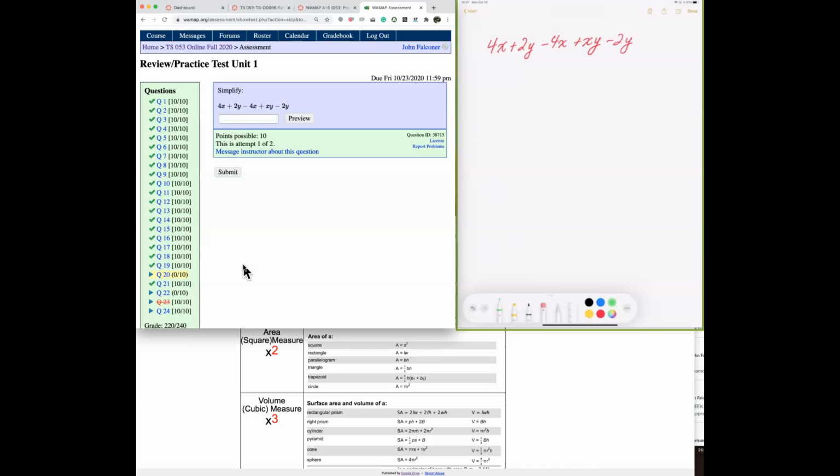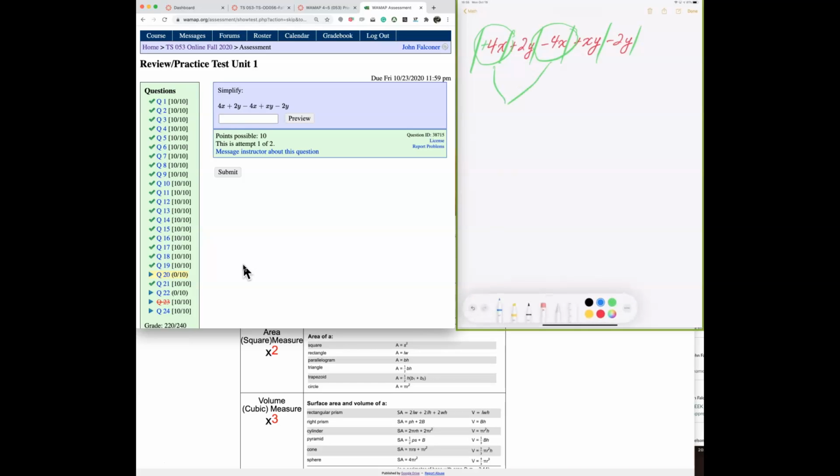So I'm going to write in the signs, and then I'm going to block it off like that. And so I'm going to ask you, which of these is a like term? And so we'll go first. Let's just start with this. We got 4x and negative 4x. So these two are a pair.